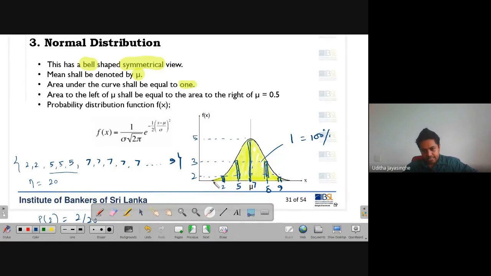Is the curve going to touch the axis here? Not really. It's not going to touch. We are assuming that it is going to negative infinity and positive infinity. It's there in the next slide. I'll just quickly tell you the facts.